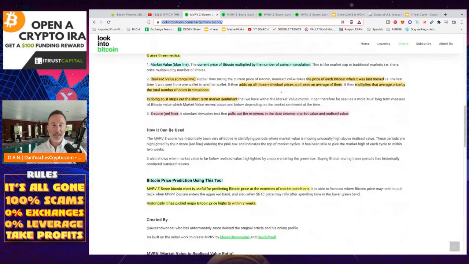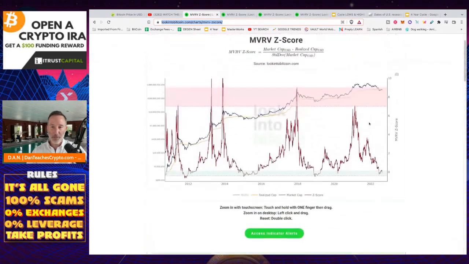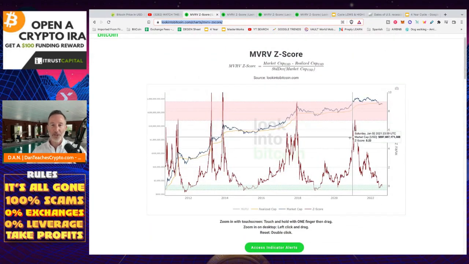And then lastly, the most important one is the Z score, or the red line. This pulls out the extremes in the data between market value and realized value. And this is what we're going to focus on primarily, this nice big jagged red line. What I love about these charts is that it makes it very simple, okay? So when you're in the red, that's a good opportunity to really think hard about selling.